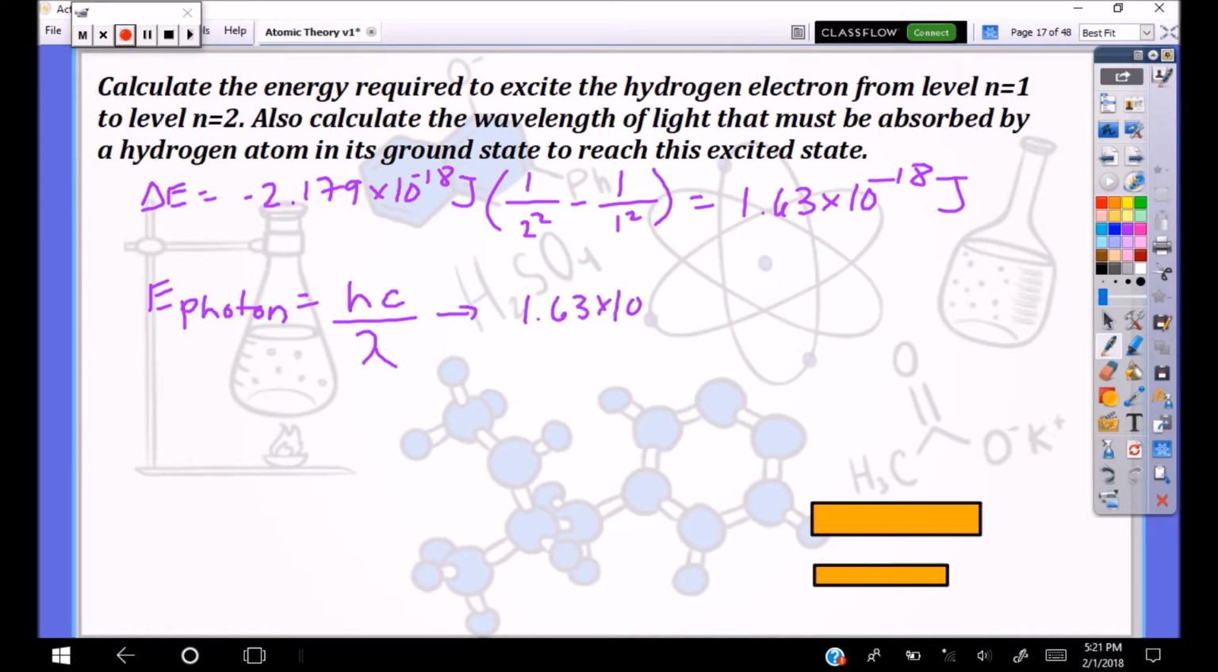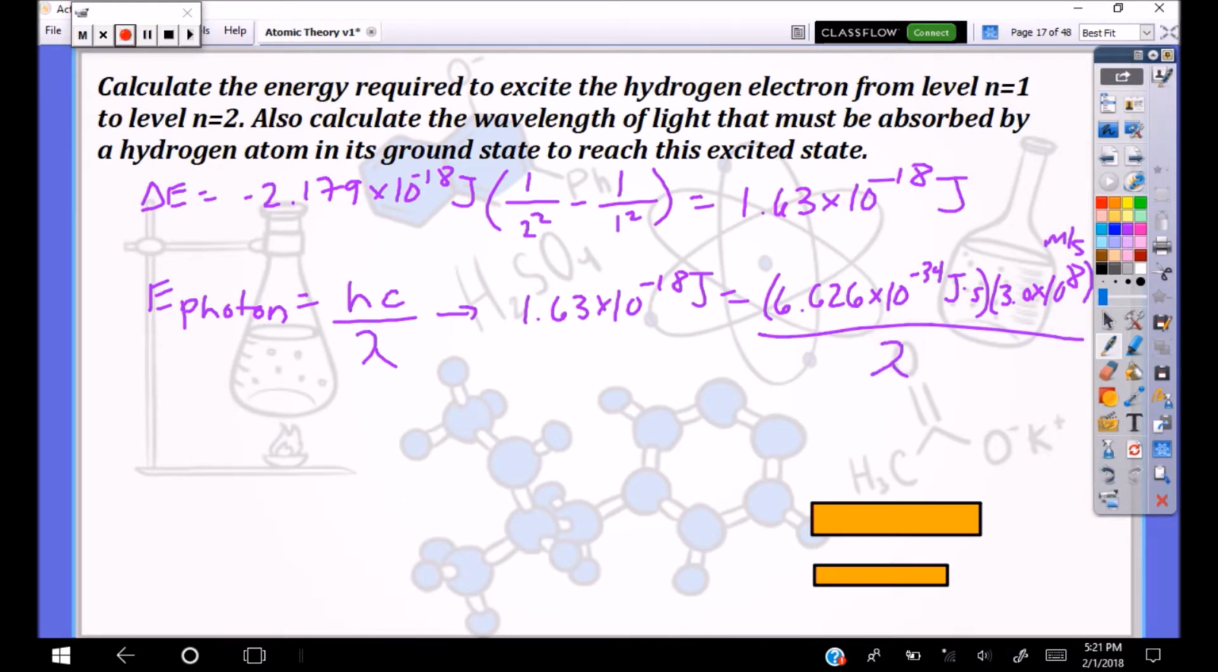1.63 times 10 to the negative 18th joules is equal to Planck's constant, 6.626 times 10 to the negative 34th joule seconds, times the speed of light, 3.0 times 10 to the 8th meters per second, and then over my wavelength. Algebraically, I would want to swap these things, so I get hc divided by my energy to give me my wavelength.